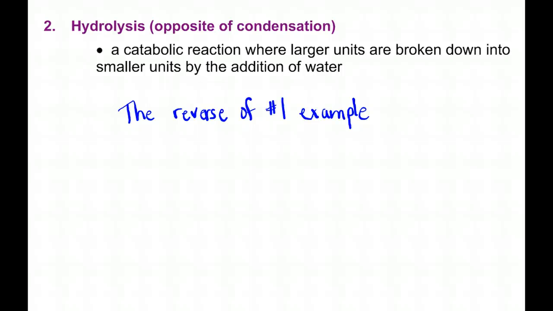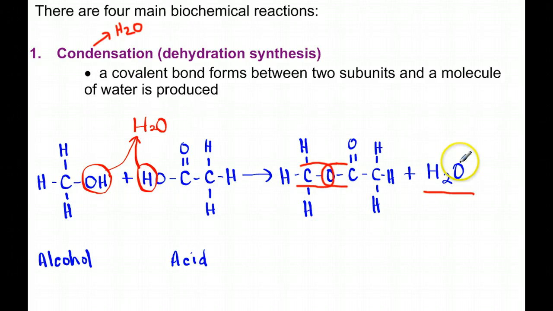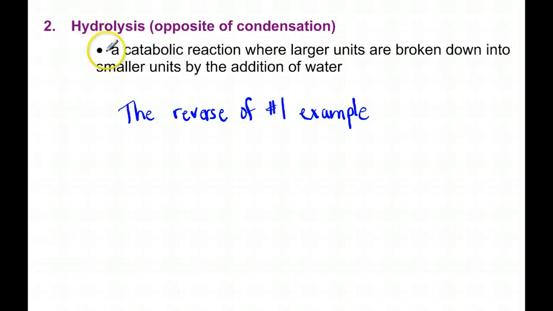It's the absolute opposite of condensation. So if we think about a catabolic reaction where larger units are broken down into smaller units, we're adding water in and breaking them down to smaller units. So if we go back to this example and we were to start here, these were our starting materials. Water is going to come in, break this bond apart. Hydrogen and oxygen will go on one, hydrogen will go on the other. So a condensation reaction is the opposite of a hydrolysis reaction.